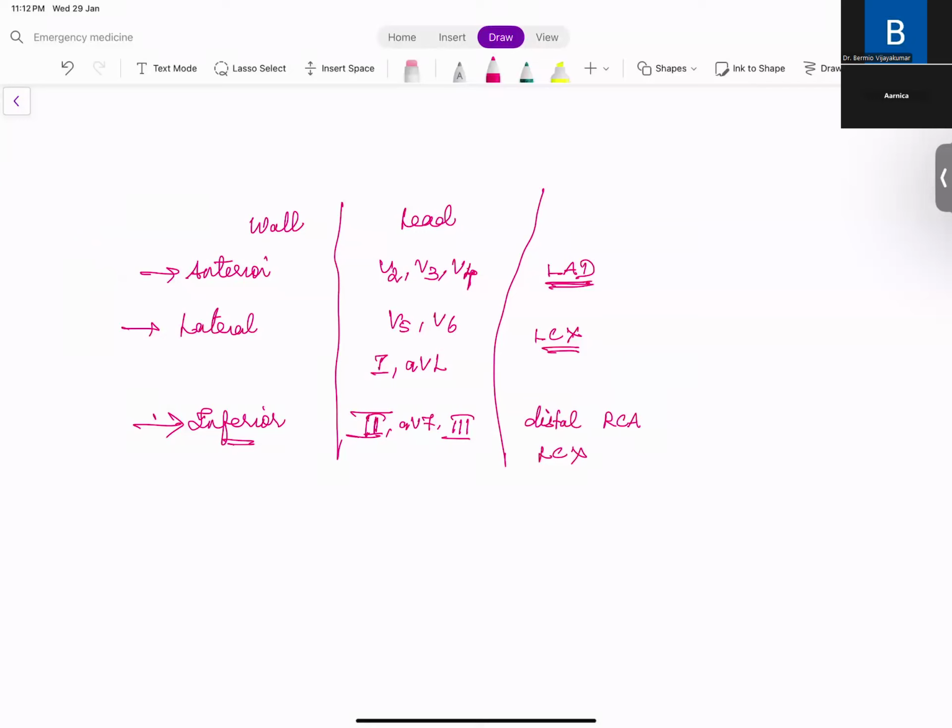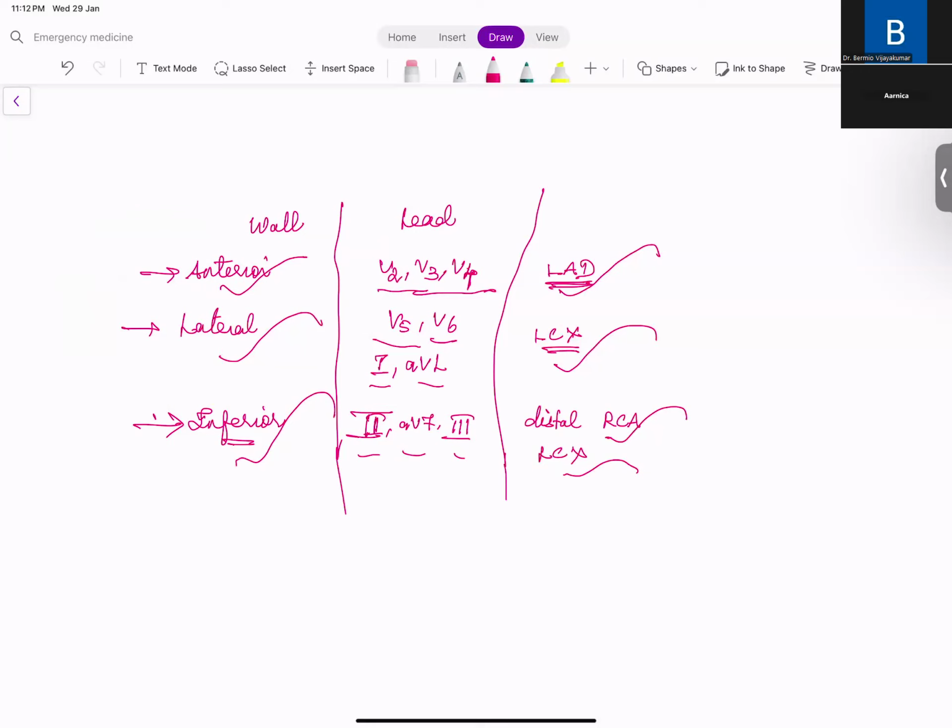So if there are changes in the leads V2, V3, V4, it means there's a problem with the anterior wall of the heart. The vessel affected is left anterior descending artery. If there is a problem with leads V5, V6, lead 1, AVL, it means there's a problem with the lateral wall of the heart. The probable artery involved is left circumflex artery. If leads 2, AVF, 3 are affected, it is called inferior wall is affected. Probable arteries involved being distal RCA and left circumflex artery. So this will give you an idea regarding the management.